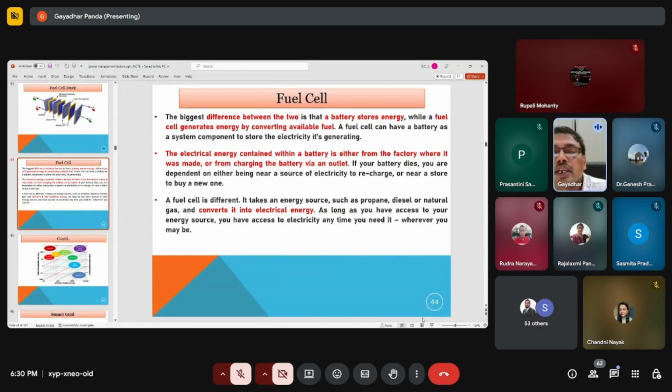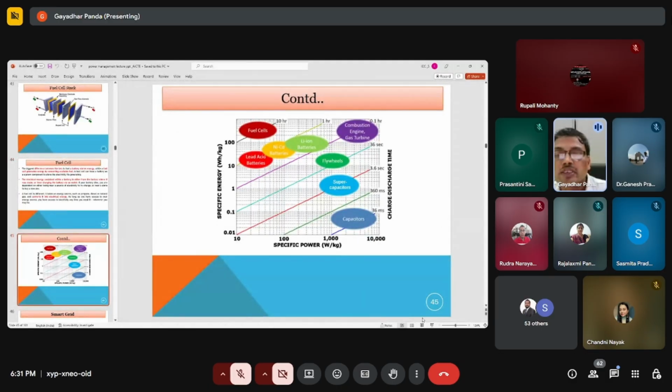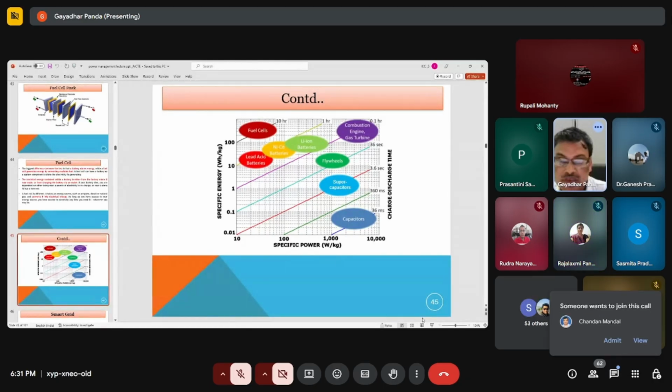The electrical energy content within a battery is either from the factory where it was made or from charging the battery by an outlet. This is not required in a fuel cell. A fuel cell is different. It takes an energy source such as propane, diesel, or natural gas and converts it into electrical energy. Here you can see the comparison between the different storage devices, that is the energy density and the power density. In that way, a fuel cell is a more reliable storage device.